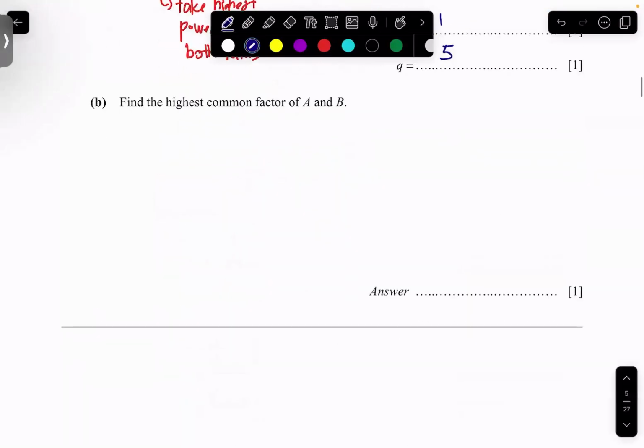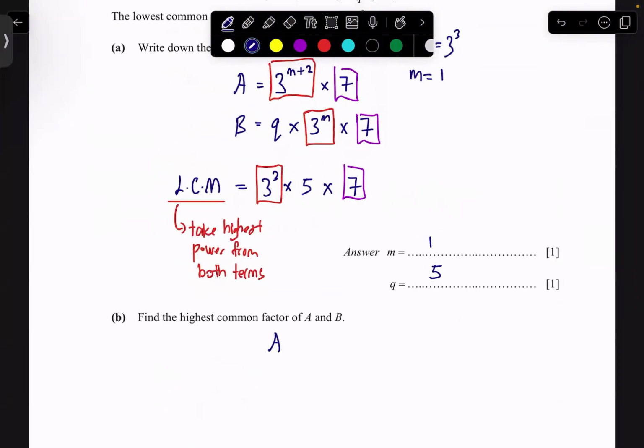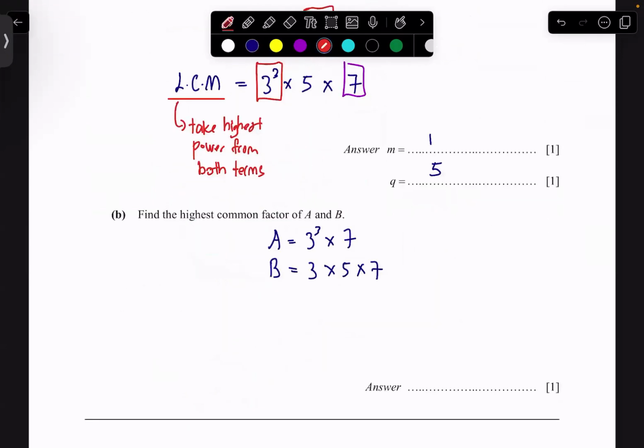Question 4b. Find the highest common factor of a and b. Now that we have all the values, A equals 3 cubed times 7. B equals 3 times 5 times 7. Then for the HCF, we take the lowest power. 3 cubed and 3, we take 3. A has no 5, so we don't take any 5. 7 and 7, so we take 7.